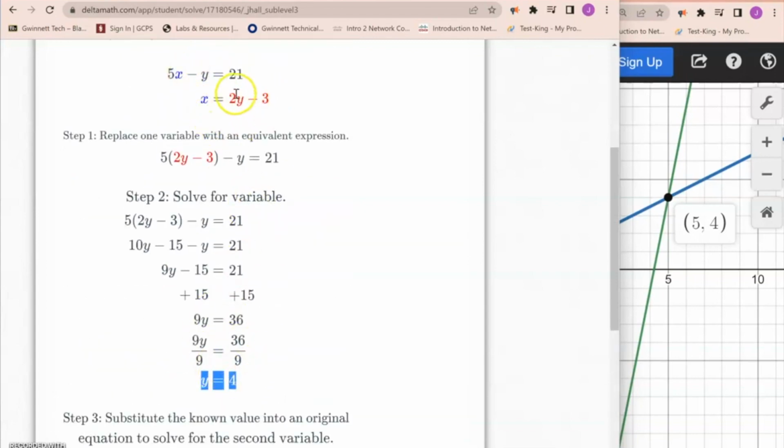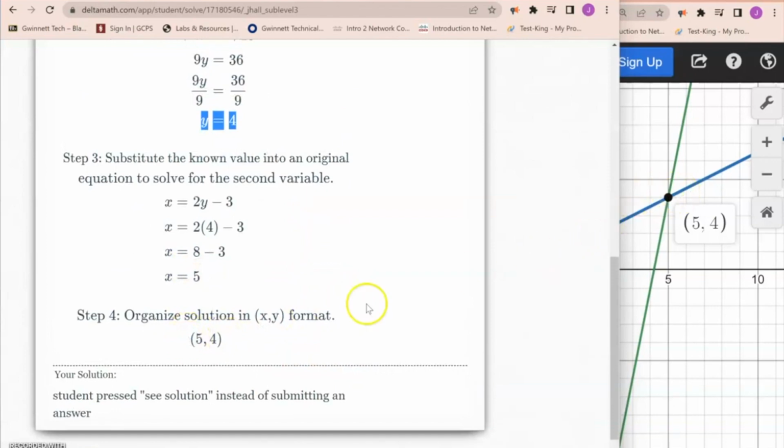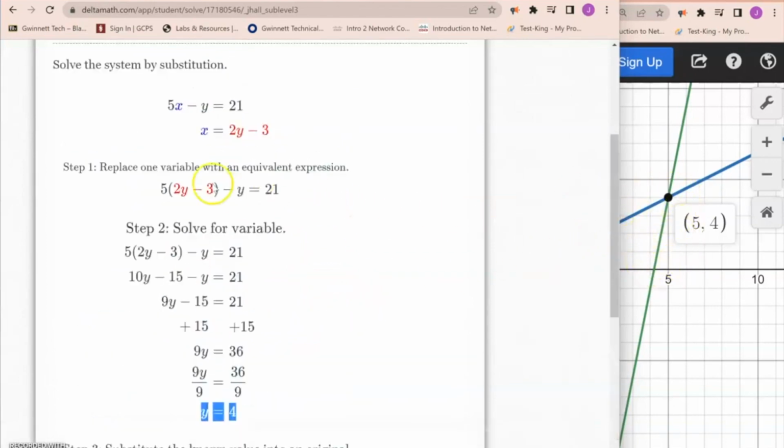I'm going to plug it into here. 2 times 4 is 8, minus 3 is 5. You get x equals 5. Okay, so you can do it that way. See, you're going to get the same answer, or by graphs. So remember, by graphs, the intersections are your solutions.